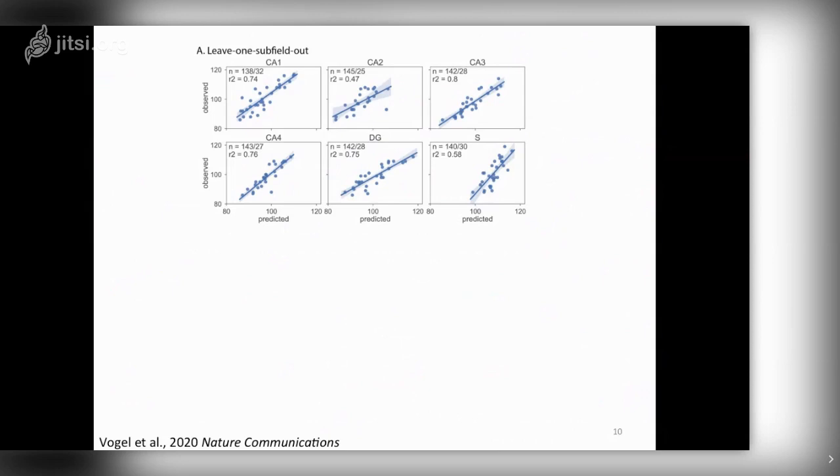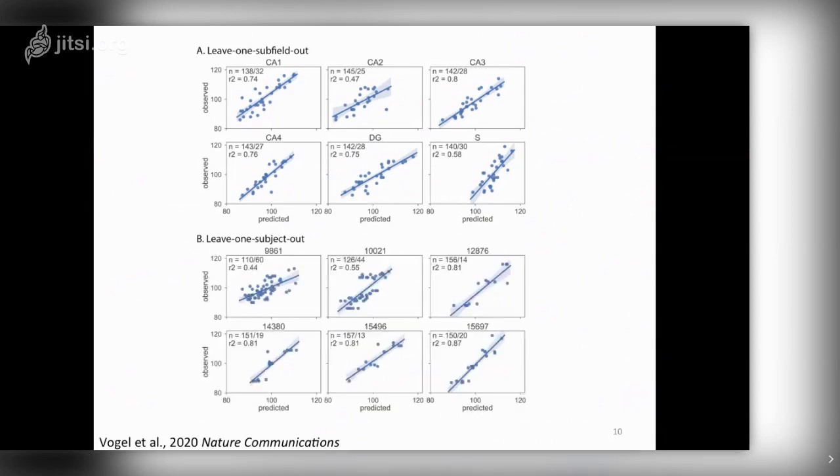And using a leave one subfield out framework, we importantly found that these results were actually fairly consistent across and therefore probably orthogonal to the hippocampal subfields. And similarly, a leave one donor out analysis found pretty consistent results across the different donors.